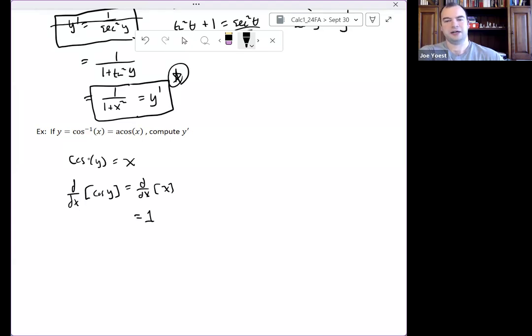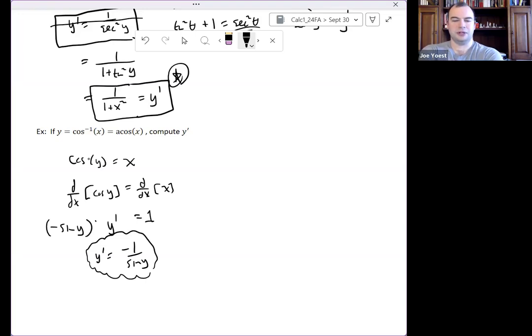On the right side, we have just a 1. And on the left side, well, this is really d by dy cos y. So this is negative sine y times dy dx, times y prime. And again, I get y prime equals negative 1 over sine y.